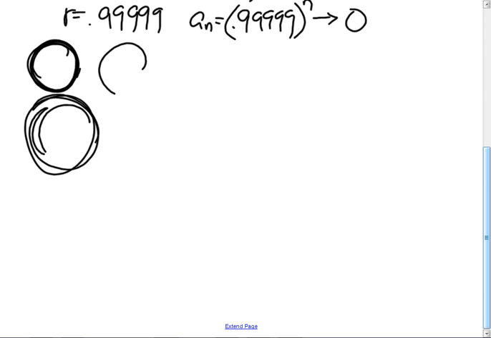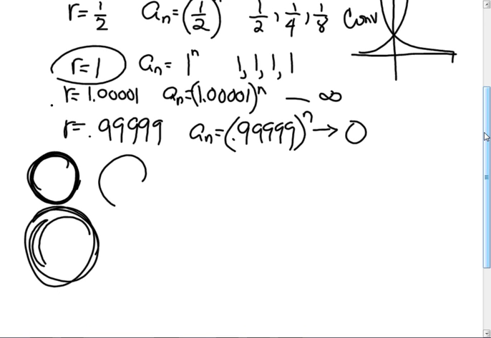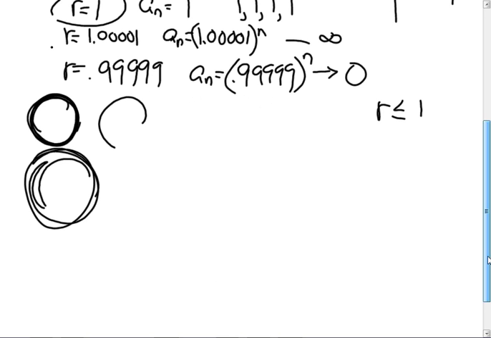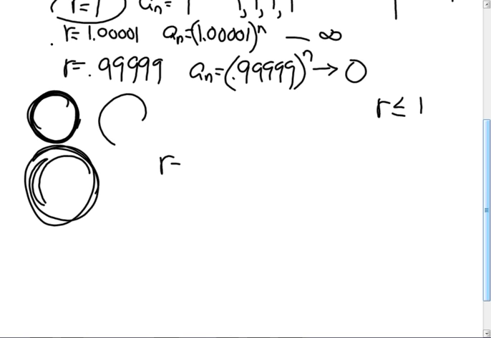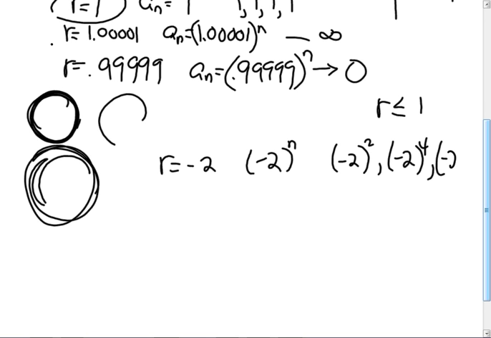Okay, so we've got some values. We certainly have r less than or equal to 1 where it converges. Where was the other endpoint of my interval? Because you think negative 2 is going to converge? R equals negative 2, so it's negative 2 to the n. That's negative 2, squared, negative 2 to the 4th. No, it's getting really negative, right? Negative 2 to the 8th. No, this diverges.